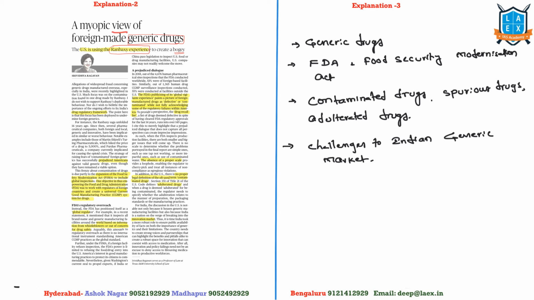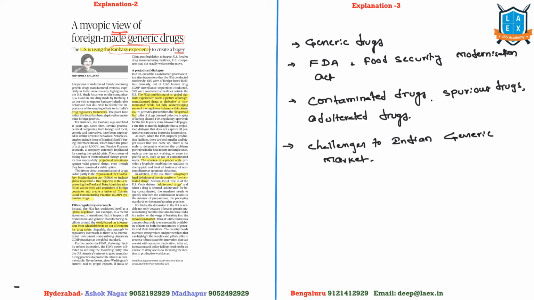The next is a myopic view of foreign-made generic drugs. This topic can be understood as the upcoming challenges to the pharmaceutical sector in India. The biggest market today for generic drugs from India is the United States of America. The multinational companies there are very worried about the Indian generic drug industry because our drugs are very cheap. Generic drugs are copies of the original composition, produced after the patent is over, so they are many times cheaper.